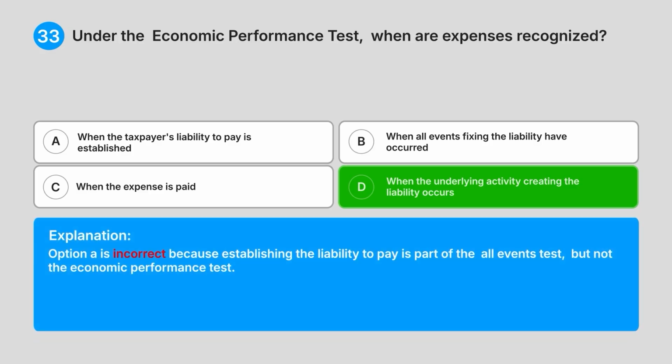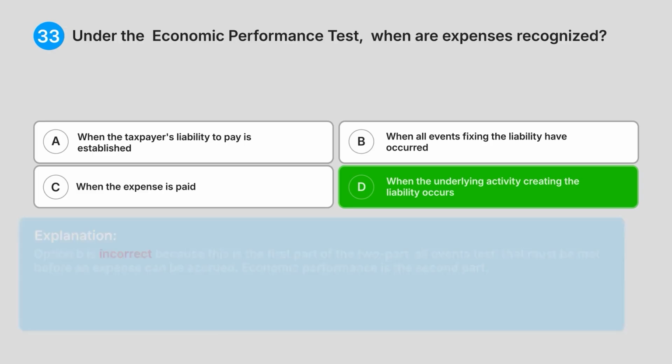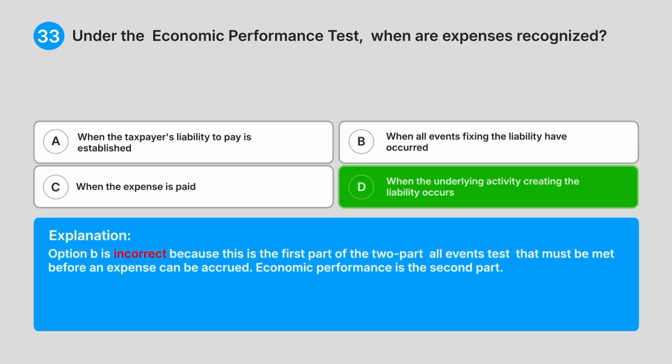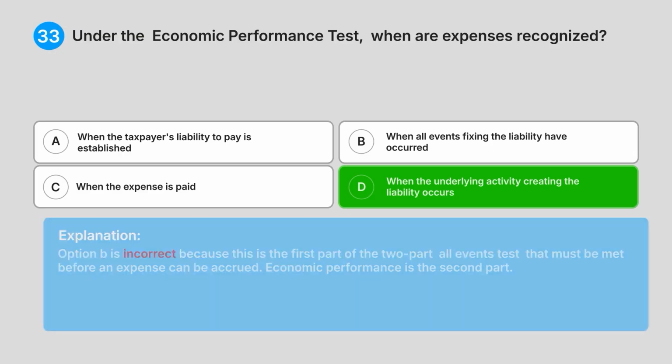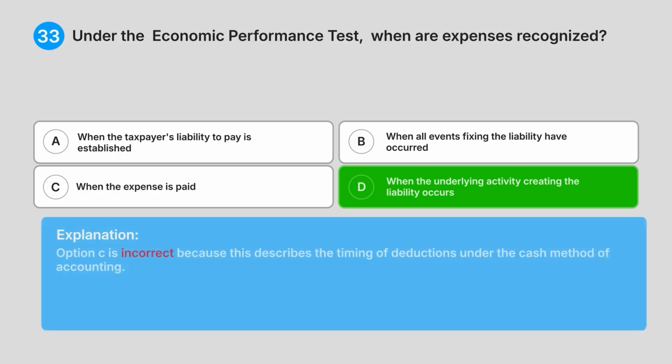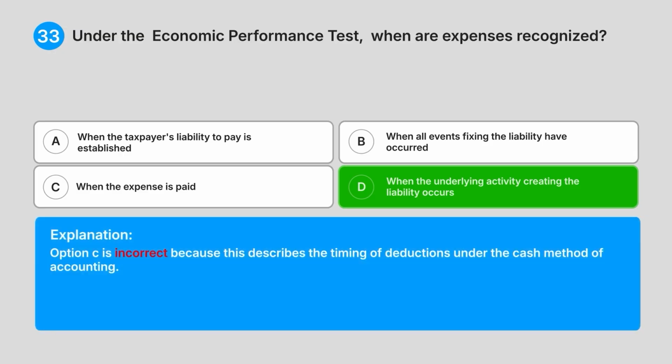Option A is incorrect because establishing the liability to pay is part of the all events test, but not the economic performance test. Option B is incorrect because this is the first part of the two-part all events test that must be met before an expense can be accrued. Economic performance is the second part. Option C is incorrect because this describes the timing of deductions under the cash method of accounting.